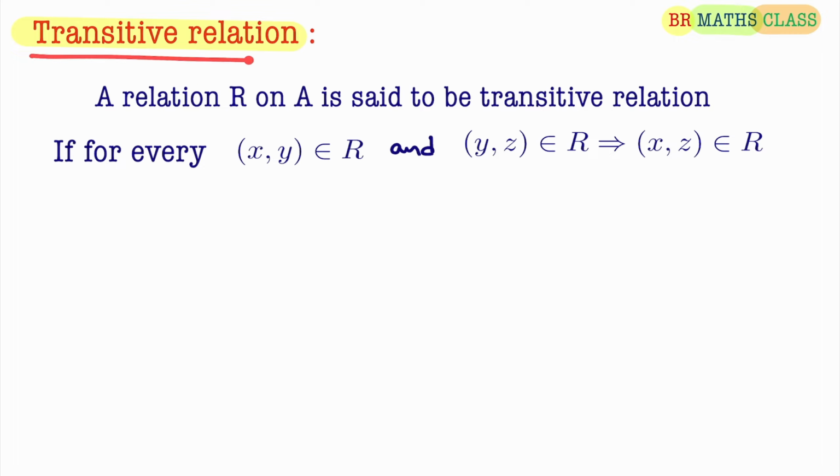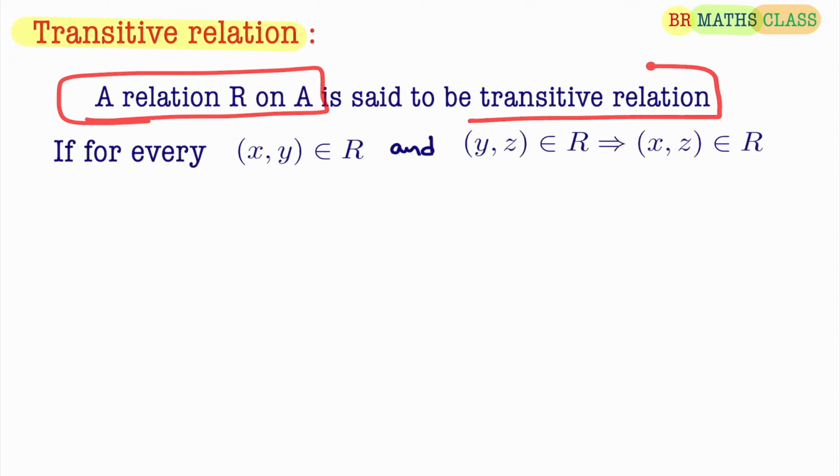Now, transitive relation. Actually, it is a bit confusing to many students, but I'll give very good examples. With that, you will never say that transitive relation checking is difficult. Okay, a relation R on A is said to be transitive relation.